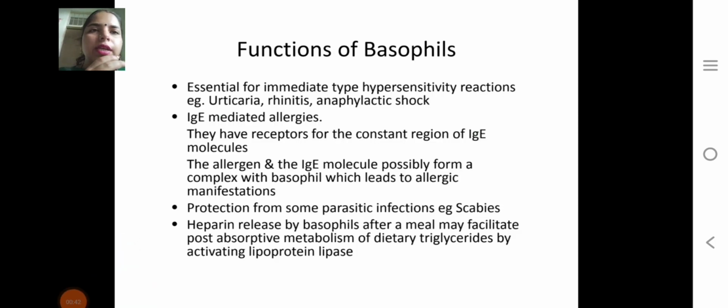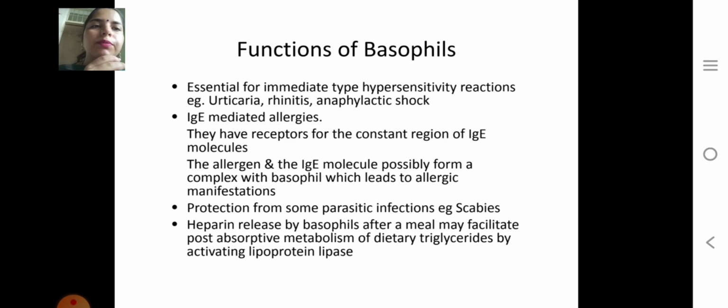Function of the basophils: essential for immediate type hypersensitivity reactions. Examples are urticaria, rhinitis, anaphylactic shock, and IgE mediated allergies. They have receptors for the constant region of IgE molecules. The allergens and the IgE molecules possibly form a complex with the basophils, which leads to the allergic manifestations.